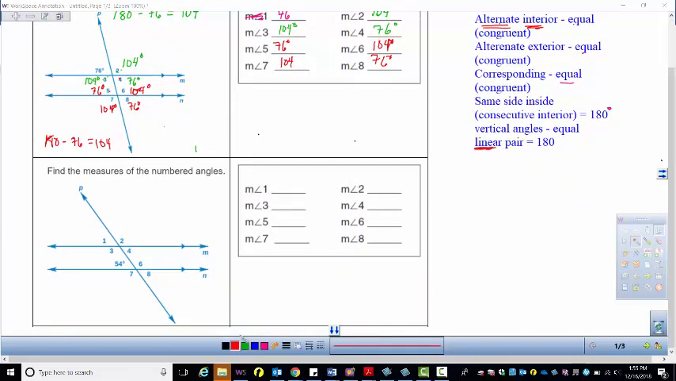Okay, so let's look at the next one. This time it looks like we are missing angle number 5. Well, we're not missing it, it's right here. It's just 54 degrees. So from there, when I look at this, I would look at the vertical angle. So if this angle is 54, then angle 8 is also 54 because they are vertical. So 8 is 54. And then I can find 7 because they make a line. So they're a linear pair. So I'm going to take 180 minus 54. And when I do that, I get 126.